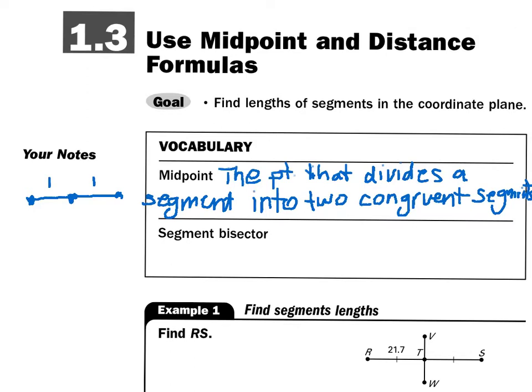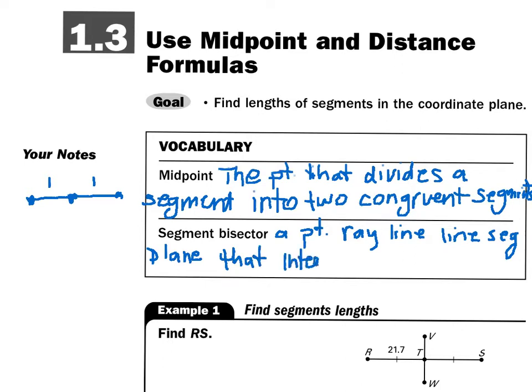A segment bisector is a point, a ray, line, segment, or a plane that intersects the segment at its midpoint.